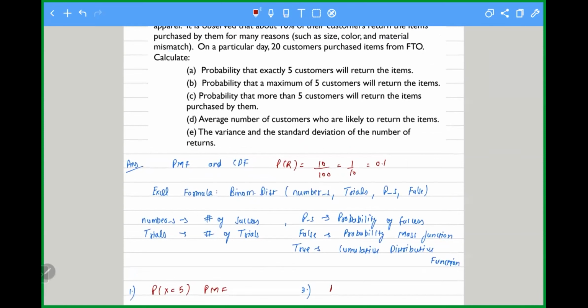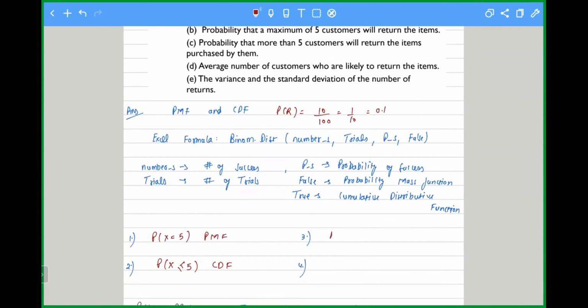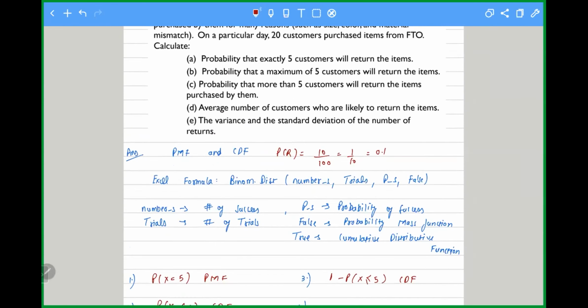Average number of probability that more than 5 customers will return the items. How do I write this in CDF? X is greater than 5. Can I write this as 1 minus P of X less than or equal to 5? Correct, because it's saying more than 5, and we already know the probability for 5 or less.